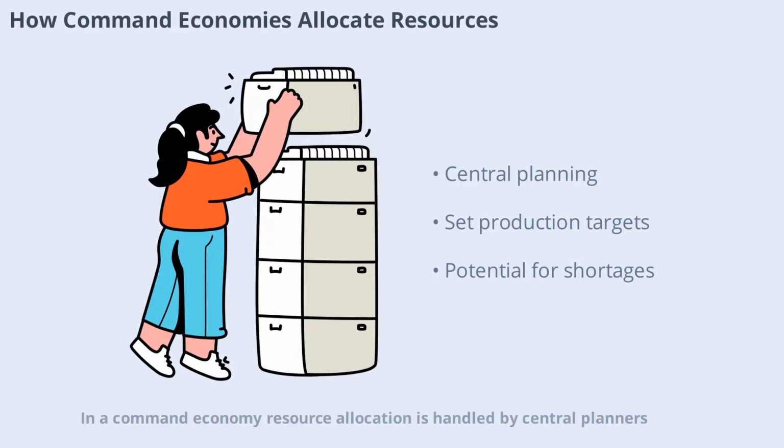In a command economy, resource allocation is handled by central planners. They decide what goods and services are needed, set production targets, and distribute resources accordingly. This can help achieve national priorities like rapid industrialization or social equality. However, it can also result in shortages or surpluses, since planners may not always accurately predict consumer needs or respond quickly to changes in demand.